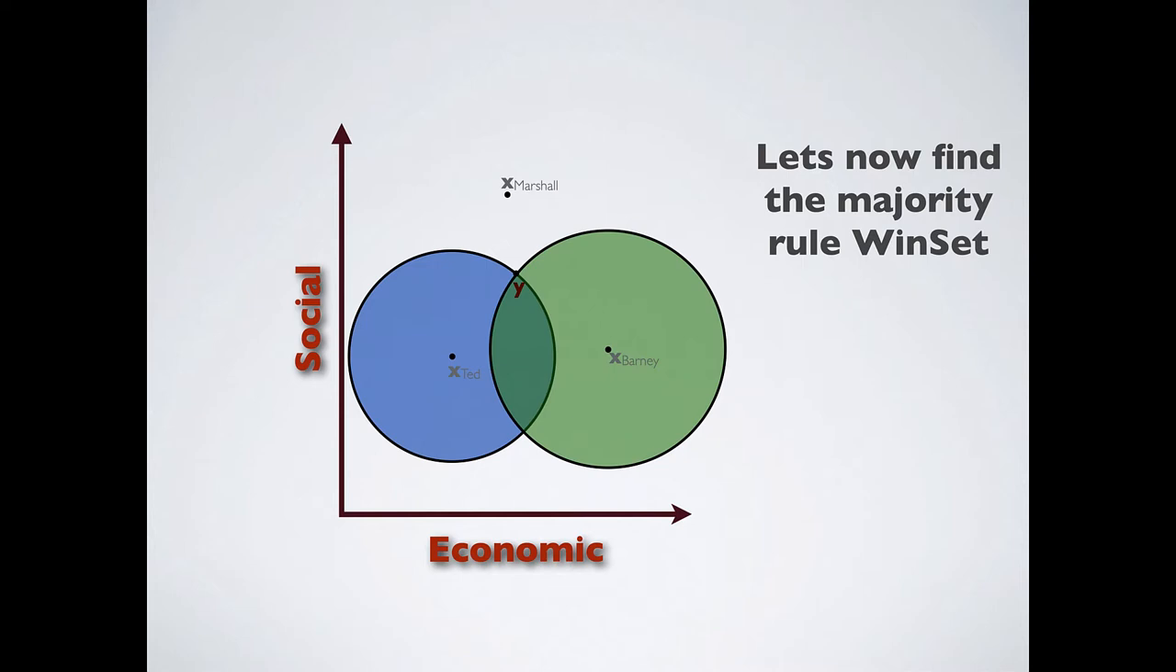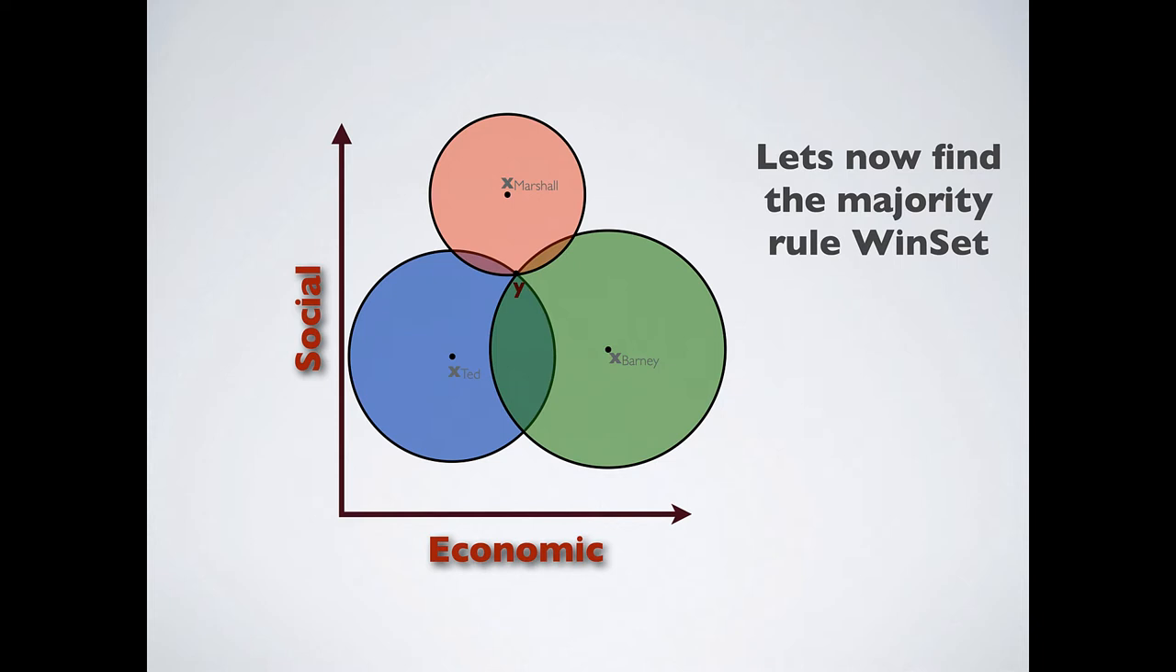Same thing here for Barney. He is indifferent between Y and all of the alternatives on his indifference curve, the concentric circle centered around his ideal point. He strictly prefers everything in green. He's indifferent to everything on his indifference curve, and he strictly dislikes, compared to Y, everything outside of the circle. Marshall also has his preferred-to set and his indifference curve. The indifference curve runs through Y, and the preferred-to set is in this salmon color.